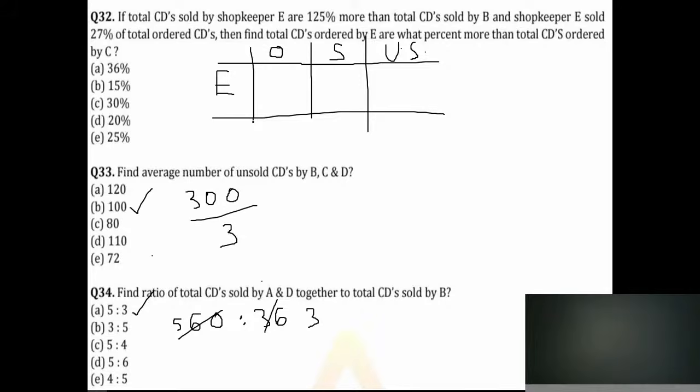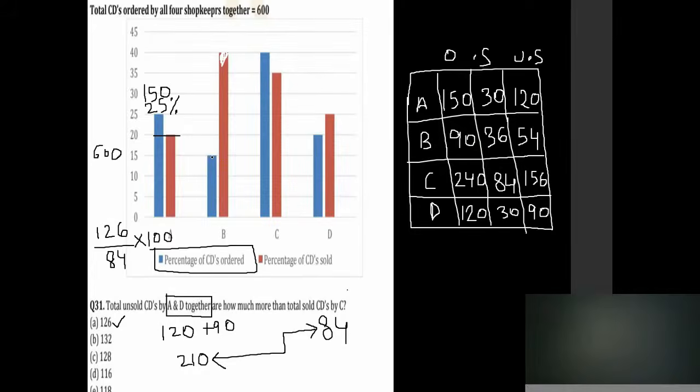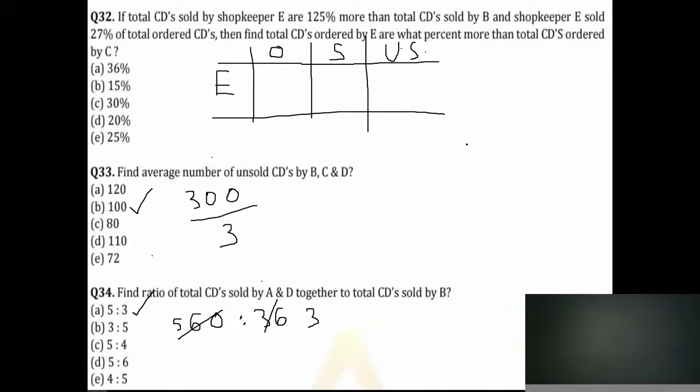the total CDs sold by shopkeeper E are 125% more than the total CDs sold by B. So first you should take what is the total CDs sold by B. Sold by B is 36. So E is selling 125% more. So 125% more means first you should calculate 125% of 36.